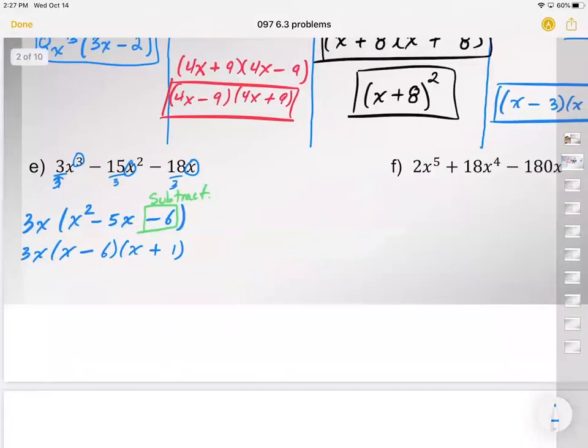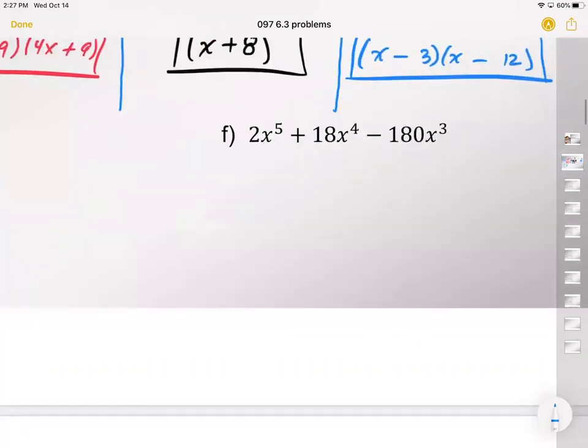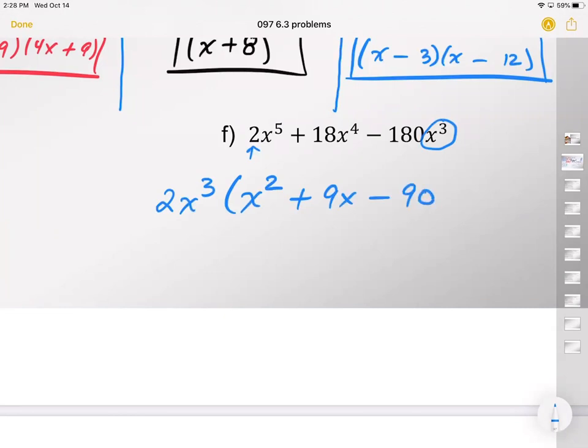Okay? And vice versa, if you look at F, same idea. We can see that we can take out a 2, or you need to take out a 2, and you can take out an x to the third, similar to example A. And in this case, we have x squared plus 9x minus 90, right?